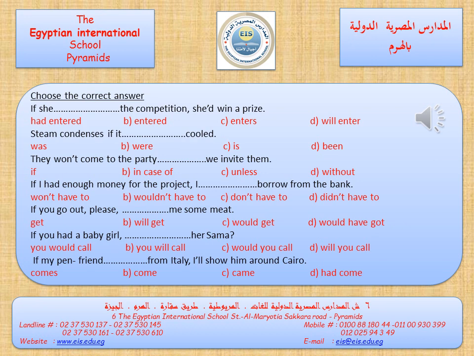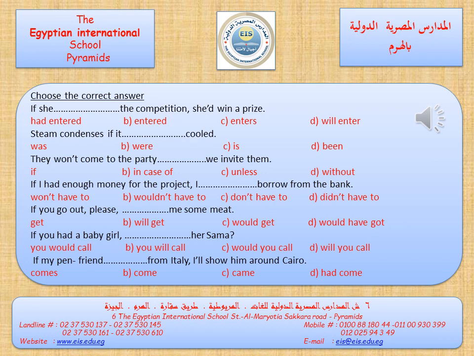Number 5, if you go out, comma, please blank me some meat. If you go out, please blank me some meat. Get me some meat, will get, would have got. Right. Get me some meat. Why? Because it's an imperative sentence.